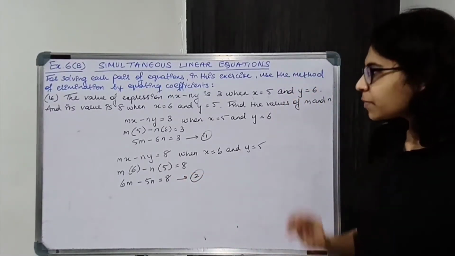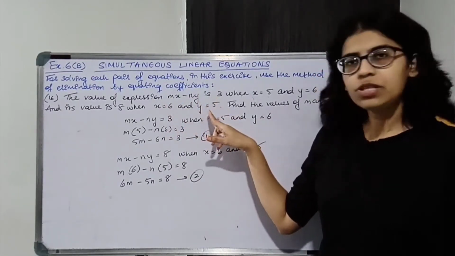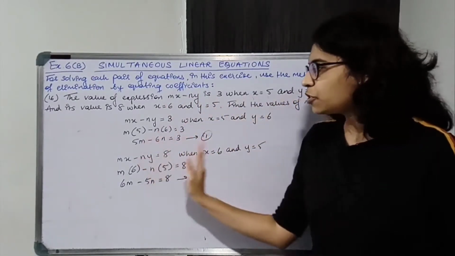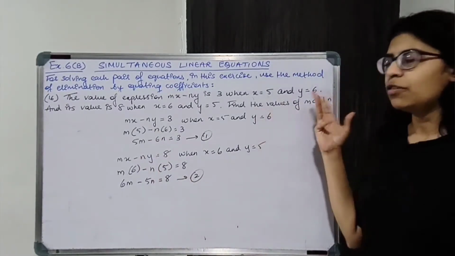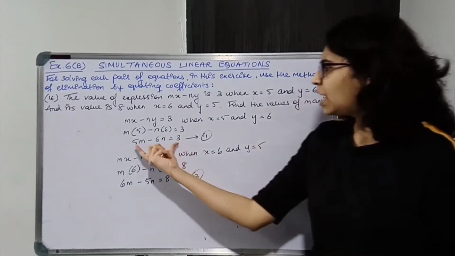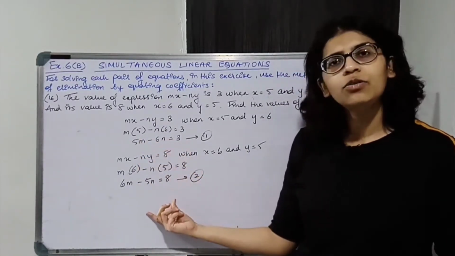Got it? So it was very easy. They have given you the expression and the values, and we just need to substitute the values and get the equations. Now we have to find the values of m and n. Very easy. We have two equations in m and n. We have to find their values.